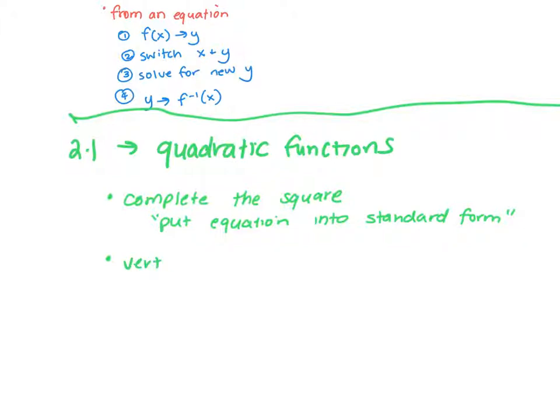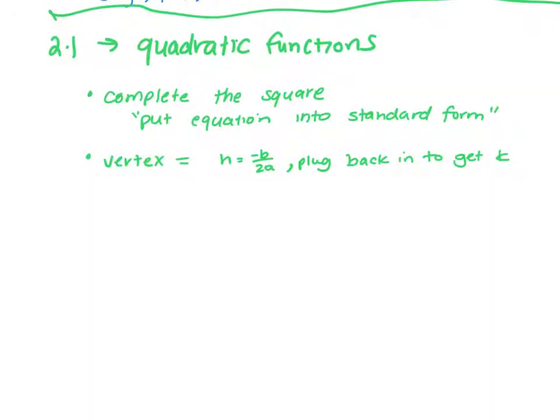So you're going to get asked the vertex. Remember, the h is negative b over 2a, and then you plug that back in to get the k. You're going to get asked to find your x-intercepts or your zeros. And the wording there is x-intercepts and y-intercepts. So this one you're plugging 0 in for y, and this one you're plugging 0 in for x. If it's factorable, then you could factor it. If it's not factorable, then you'll use the quadratic formula.